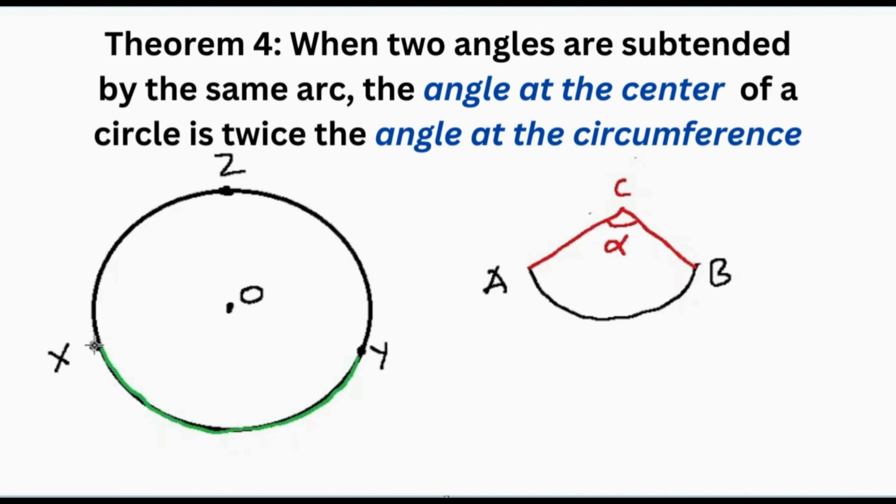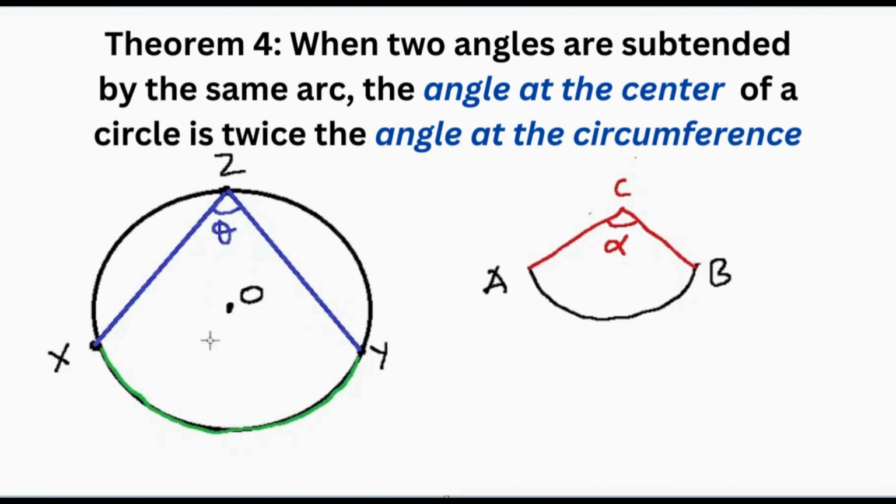Now let's draw a line from X to meet Z, another line from Y to meet Z. So we can say arc XY, the arc in green ink, is actually subtending an angle at Z. Let us label the angle as theta. So arc XY, which is the green arc, that's the minor arc, is subtending angle theta at Z.